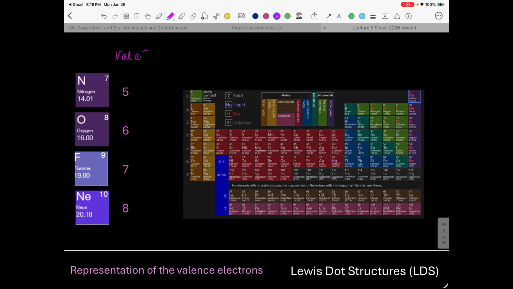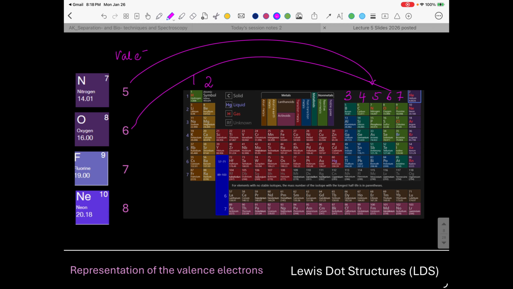And these are the 3A. So 3, 4, 5, 6, 7. You can see that nitrogen here has 5. Oxygen here has 6 and fluorine has 7 right there, and neon is going to be right at the end. So if you look at the periodic table, you will be able to figure out the number of valence electrons.